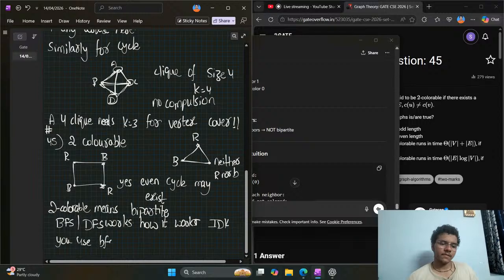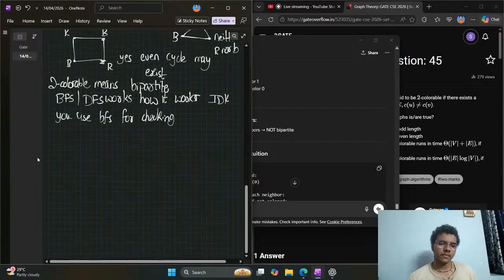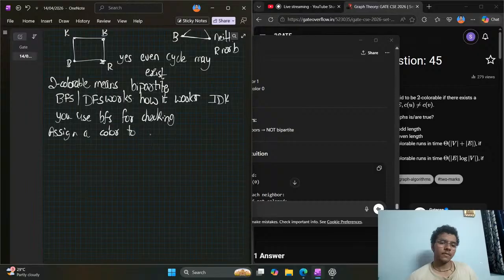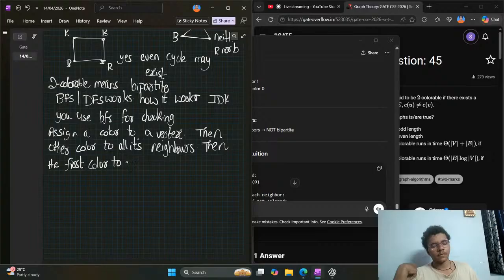You use BFS for checking. Assign a color to a vertex. Then assign the other color to its neighbors. Then the first color to their neighbors. This is the basic understanding.